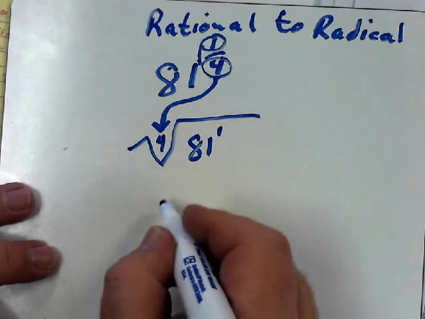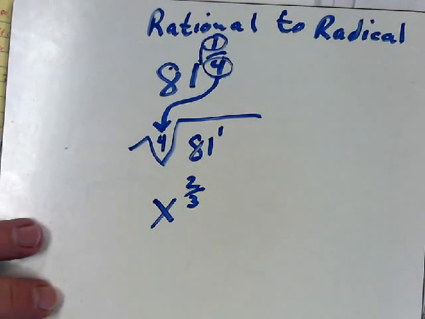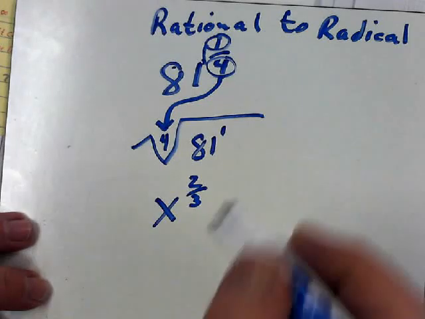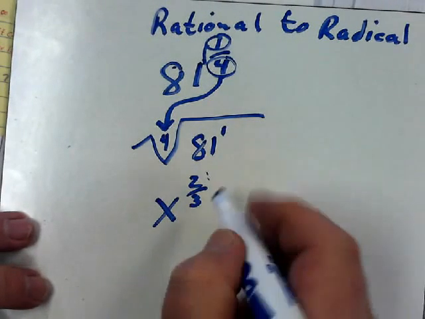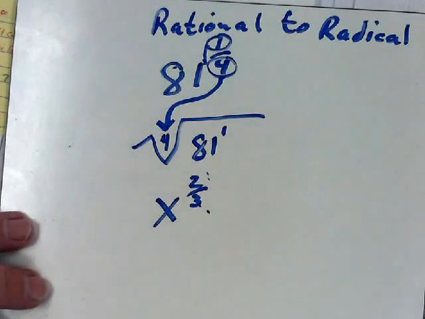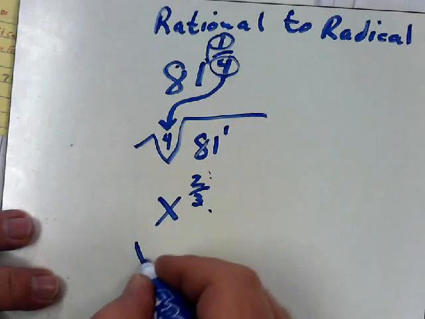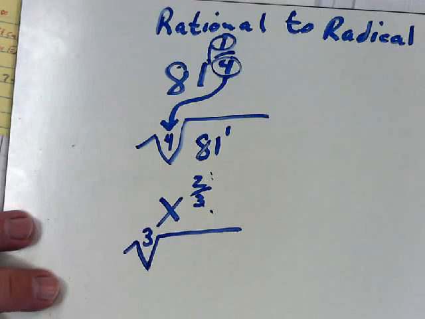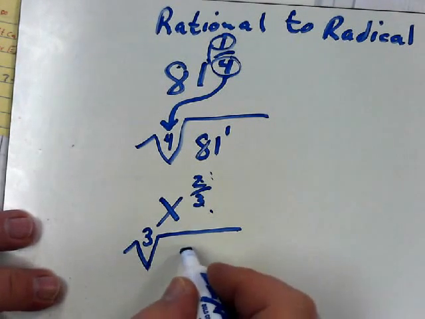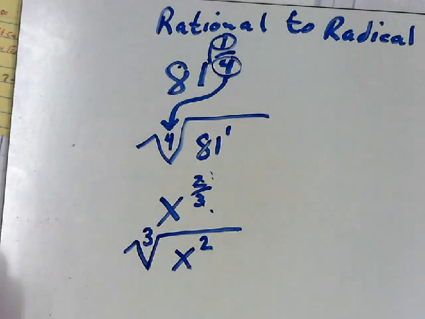So if I had x to the 2/3, and I wanted to change it from a rational exponent to a radical expression, where does the 3 go? Outside in the V. Okay. So it comes here. Where does the 2 go? Behind the x, as an exponent. You've just changed it from rational to radical.